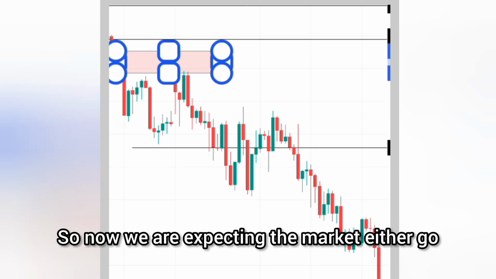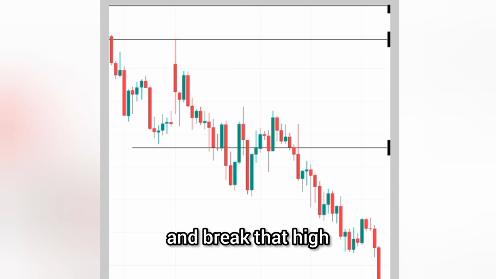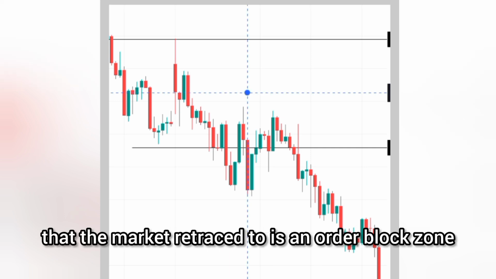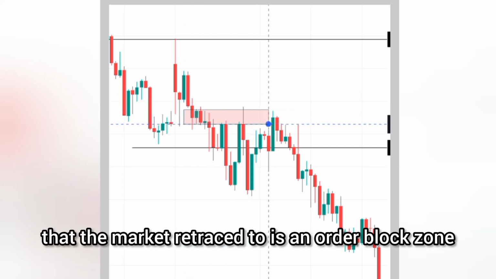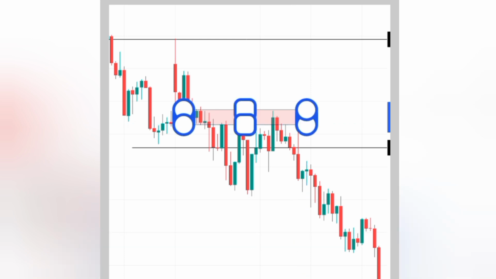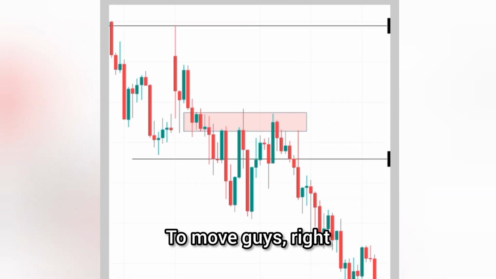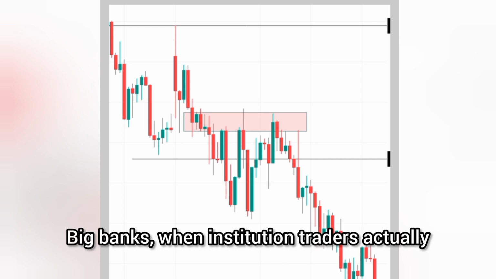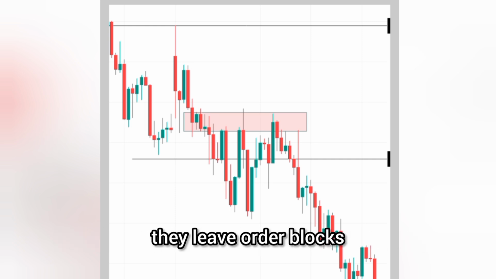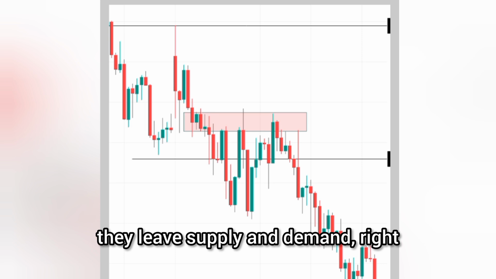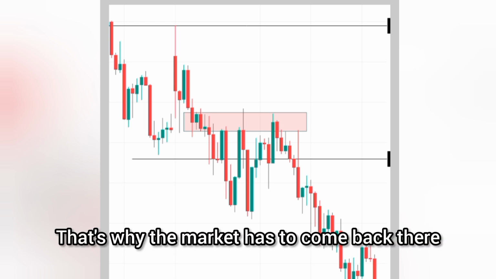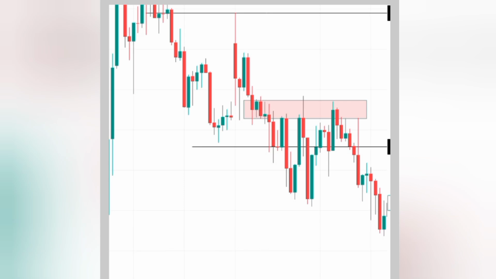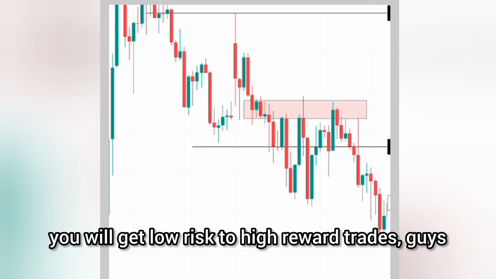We are expecting the market to either break that high or retrace to our zones. One of the zones that the market retraced to is an order block zone. You can see that the market actually uses order block zones to move, guys, because order block zones hold a lot of orders. When big banks and institution traders leave order blocks, supply and demand, the market has to come back there and move again. If you really follow this strategy, you'll get low risk to high reward trades, guys.